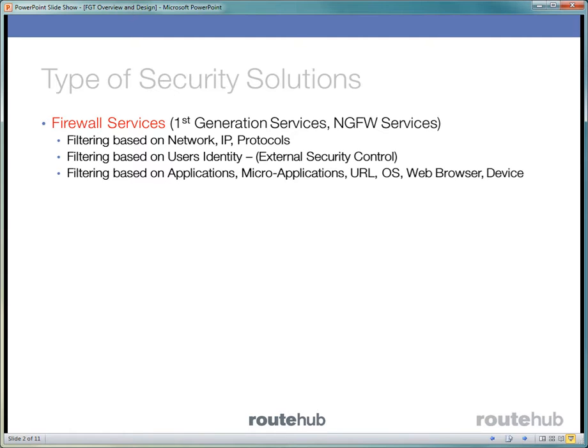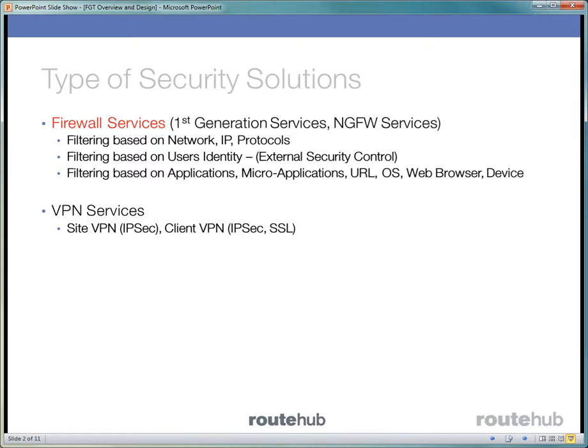The most common solution is firewall services, which is responsible for filtering traffic based on the network, the IP address, the protocol, and even the port number if necessary, including advanced filtering by looking at the identity of the user and what type of websites they're accessing. We can filter based on the applications, micro applications, the URL, the file types, the operating system, the web browser that you're using, to even the type of mobile device that you're using.